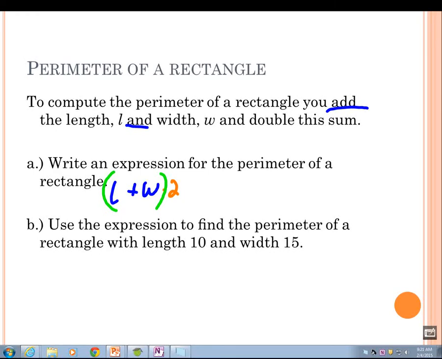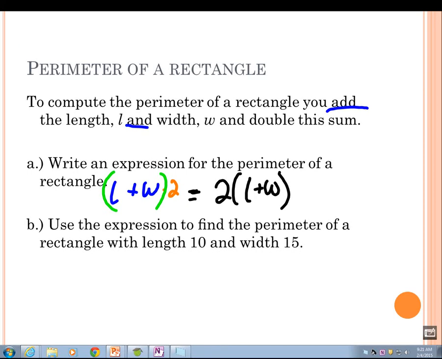Okay, and also I could do, if I wanted to, I could also equal it out this way. You can go either way because of the commutative property of multiplication, but I like to put the multiplication in the front. So you could do that as well.